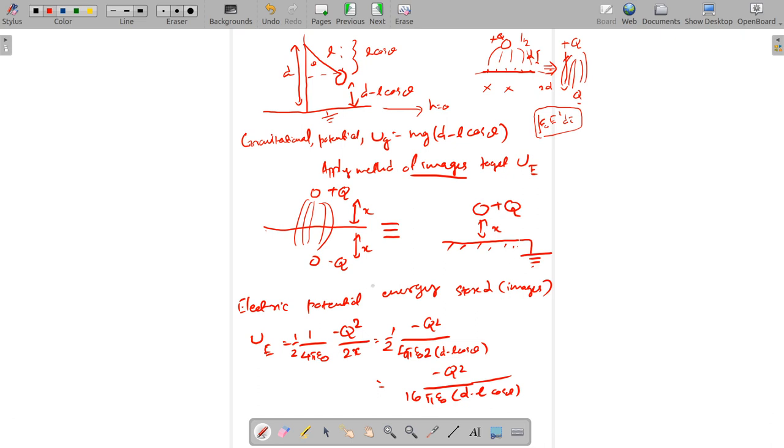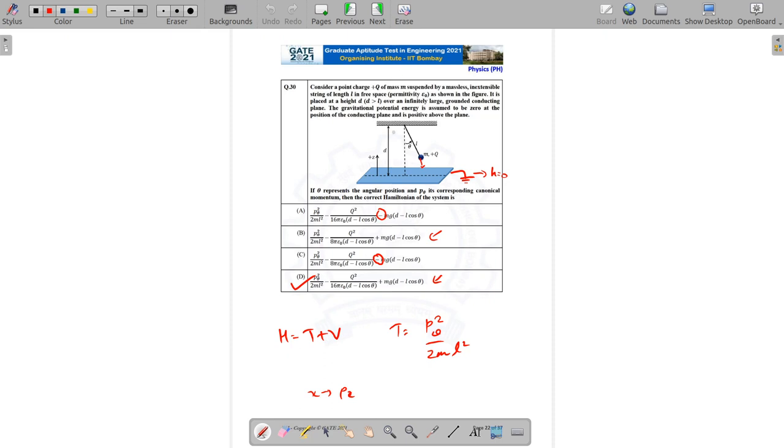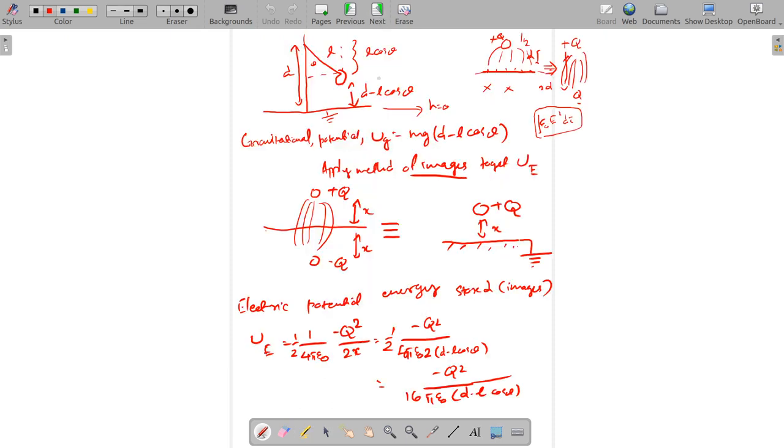If you have plus and minus q charges, then this is at a distance 2d. Here it is given the distance is x? This is d. It should be d here. So if you have equal and opposite charges placed at a distance 2d, then this basically gives you the potential energy stored in the dipole. This is the dipole energy, potential energy.